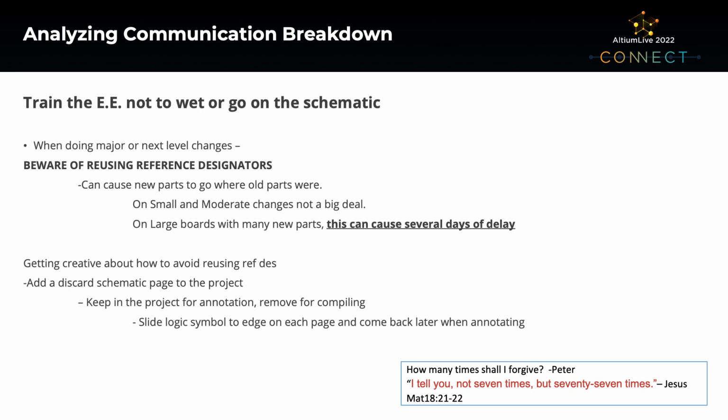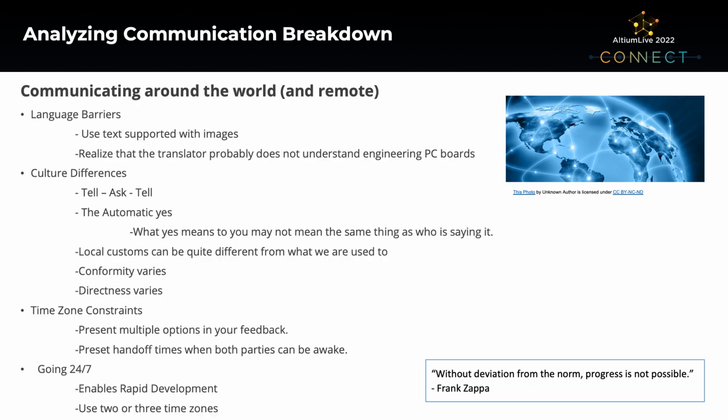All right, so communicating around the world and remote. A lot of problems happen when we don't understand what other people are trying to tell us, and language barriers could be a reason for that. When you have language barriers, that is going to mean that there are probably some translators. The translators might not understand the words that are written, or they might not understand engineering, and speaking engineering is sometimes a different language.